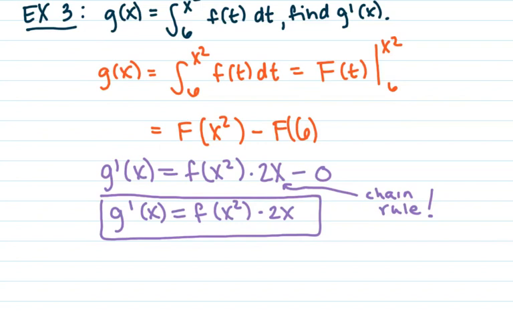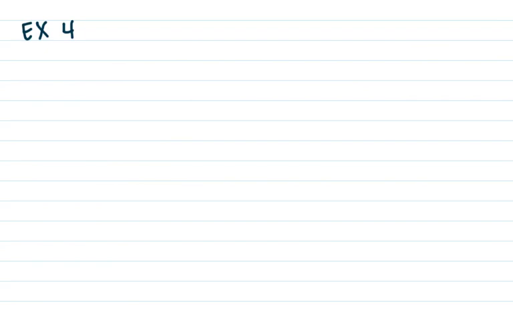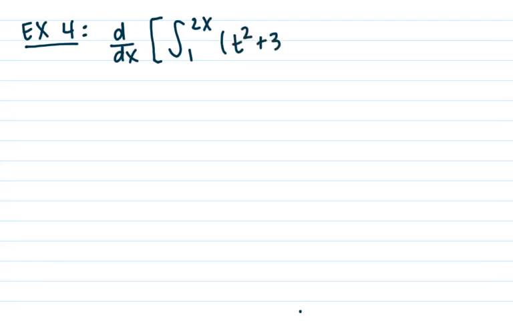All right, let's try another example here. Example 4. All right, so let's try one with these chain rules. Let's see what that's like. So find d dx of the integral from 1 to 2x of t squared plus 3 dt.